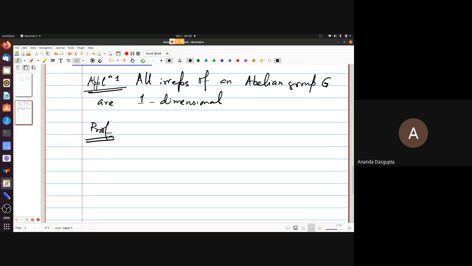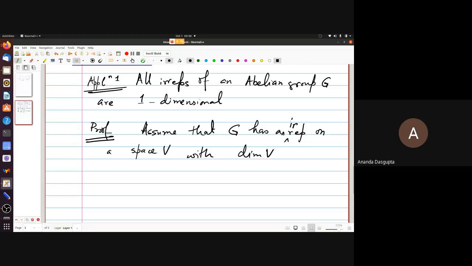So how do you prove this? The proof is simply by contradiction. Assume the group has an irrep on a space V with dimension of V greater than 1. And we will show that this leads to a contradiction.